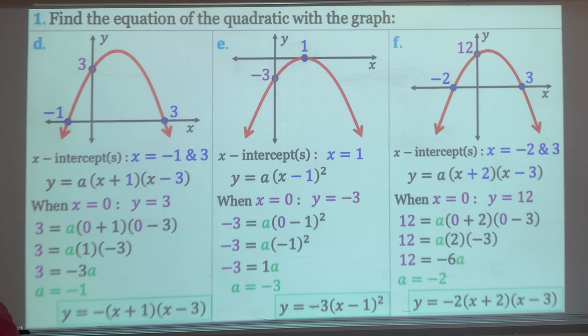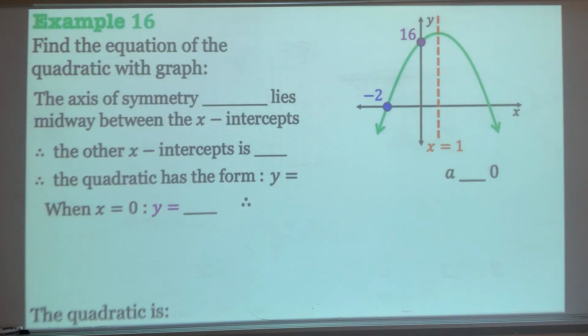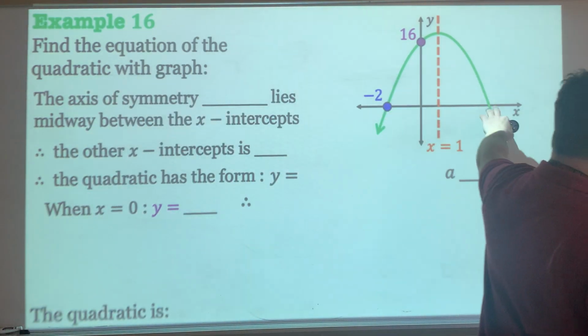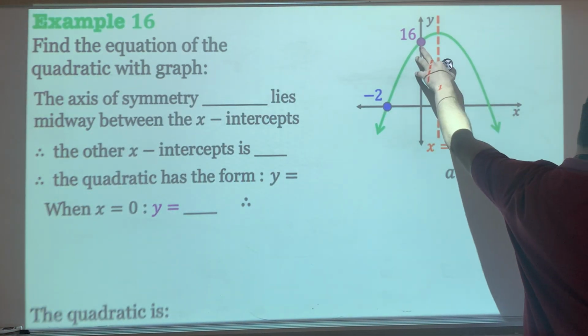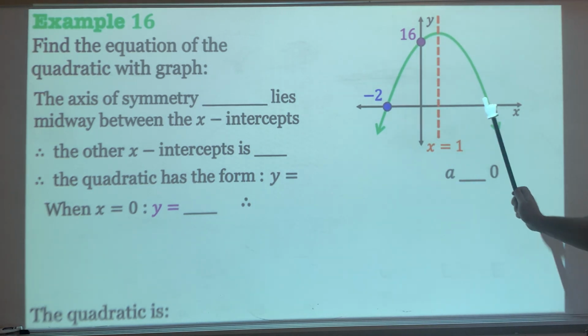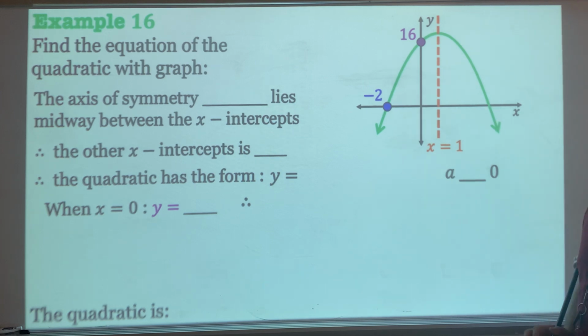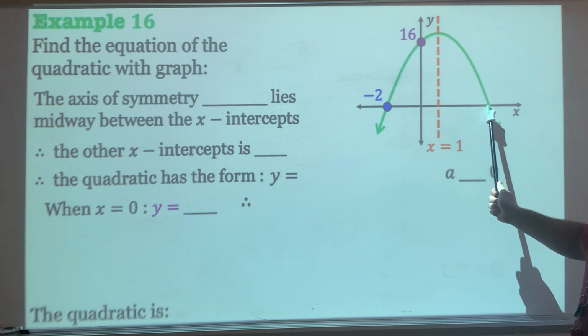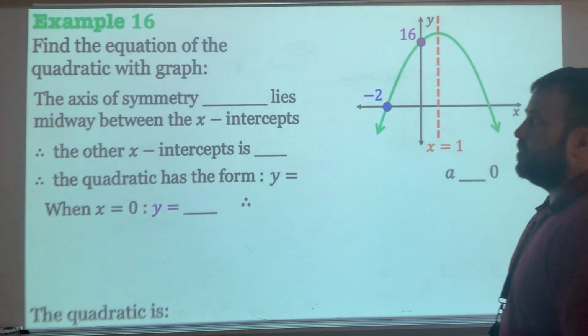All right, time to take things to another level. By that, I mean just do a different type of problem. So now we're going to do an example like problem 16. In this problem, the difference is you have one of the two x-intercepts, you have the y-intercept, and you have the axis of symmetry. So one extra step: you're going to have to find the other x-intercept first, and then you can solve like we did before.